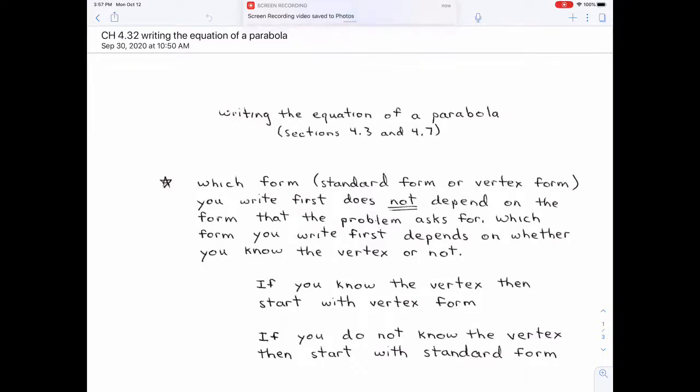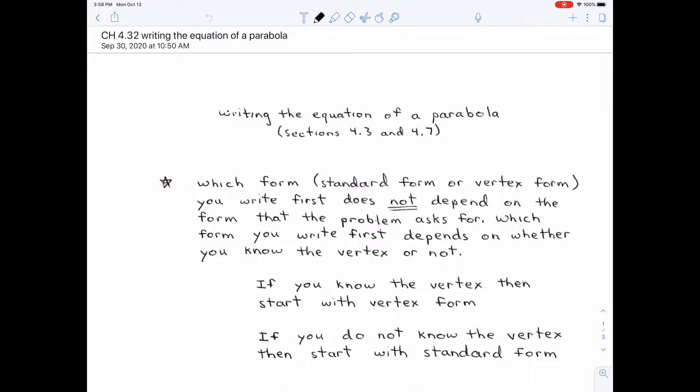Well, so far I've been giving you the equation and then you've been doing stuff to it, graphing it, changing its form, whatever. So what's happening today? We're kind of going in reverse. Now, I'm going to give you information and you're going to write the equation of the parabola. But there's something I want to go back to before we ever start doing this.